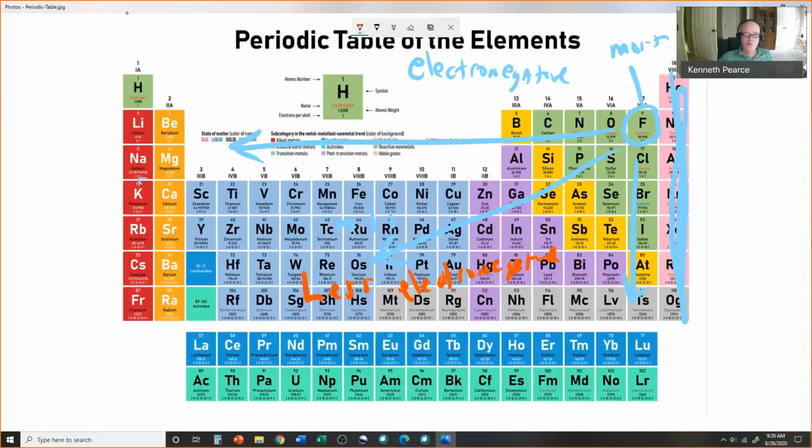And so that's your periodic trend that you're looking at, is how bad do they want the electrons? And it turns out that fluorine is the most electronegative. So anything that's not fluorine is going to be less electronegative.